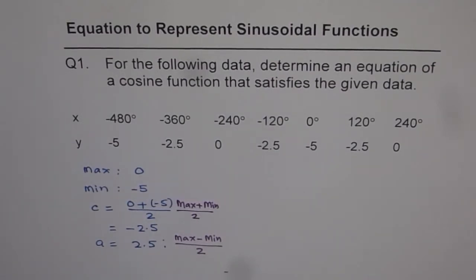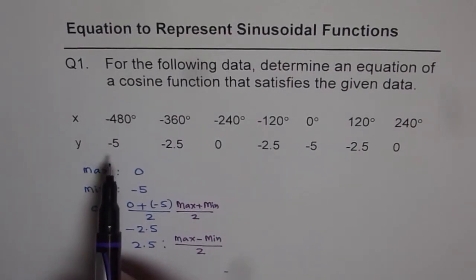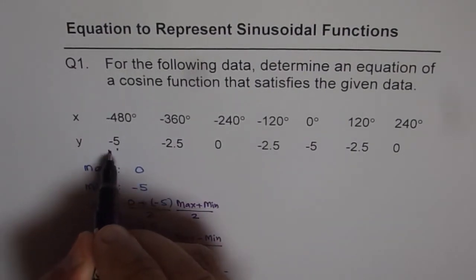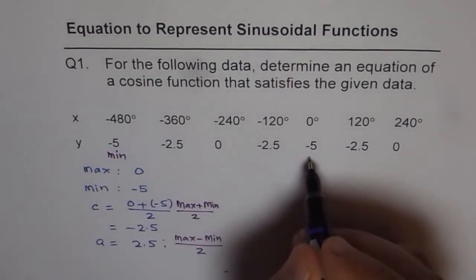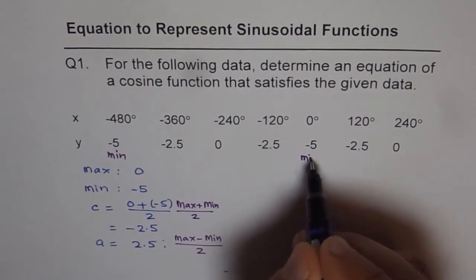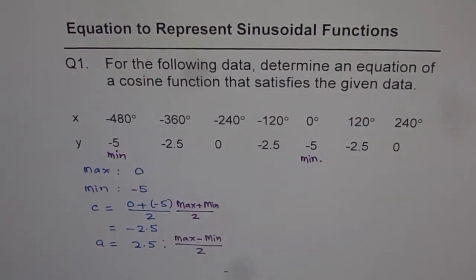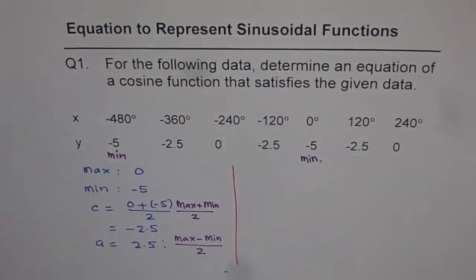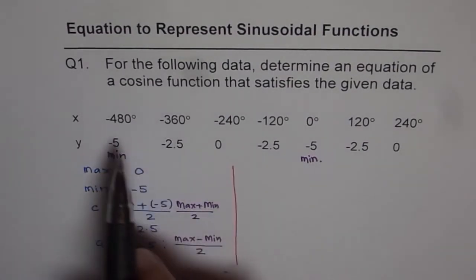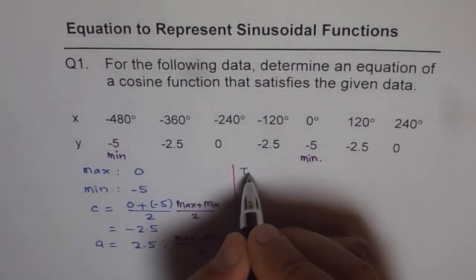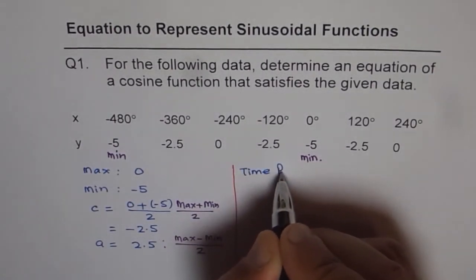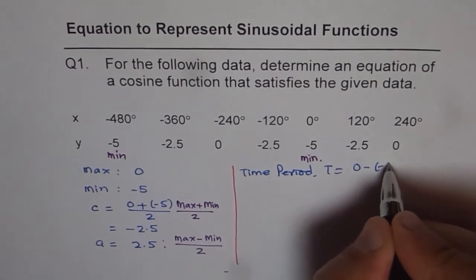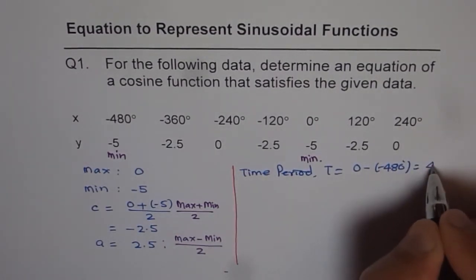Now how about the time period? Let us see when the minimum happens. The minimum is at minus 480, and then the next minimum, minus 5, is at 0. So that is also a minimum. Now what should be the time period? The time period for us is indeed the difference between the two minimum values, the x values difference. So the time period is t equals 0 minus minus 480, that is 480 degrees.